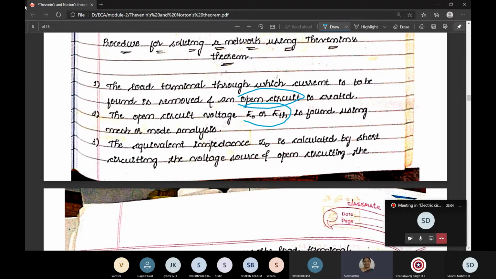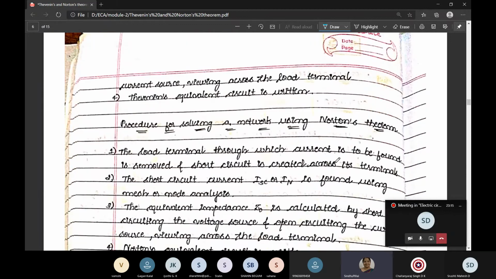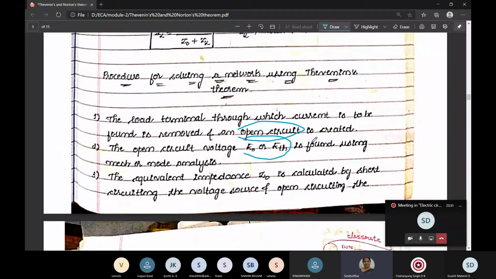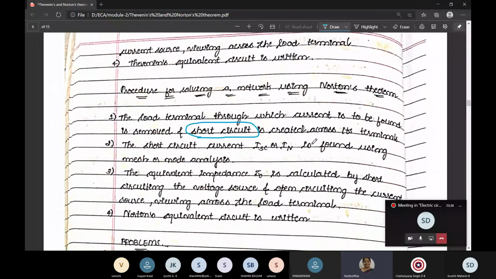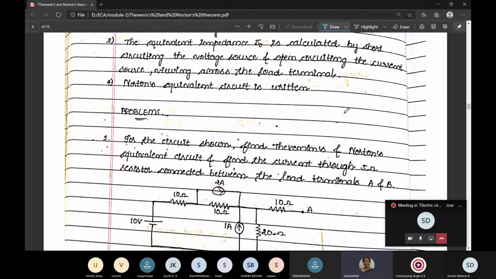Next, the equivalent impedance is calculated. How to calculate the equivalent impedance? If there are any voltage sources, they are short circuited, and if there are any current sources, they are open circuited. Then Thevenin's equivalent circuit is written. The same procedure will be followed for Norton's also. Here the load terminal through which current is to be found is removed and short circuited. That is important. For Norton's it is short circuited, and for Thevenin's it is open circuited. When you short, you have to find the current. When you open the circuit, you have to find the voltage. The rest of the steps are the same.